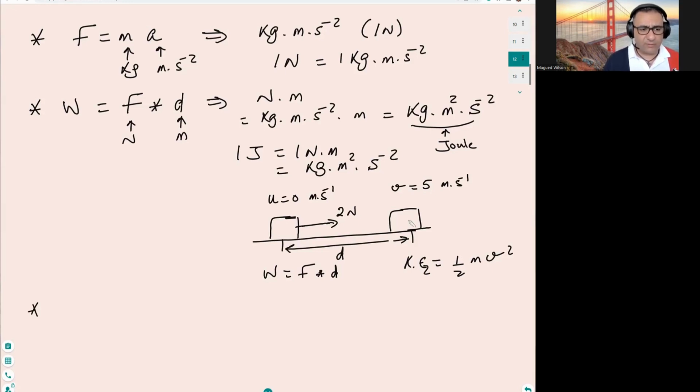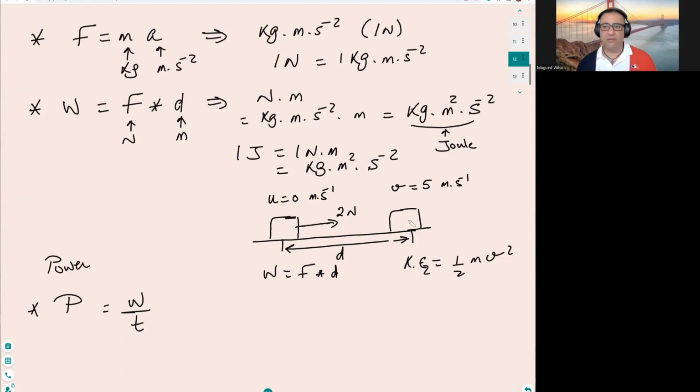Now if you take the rate of doing work, and the rate means over time, so work over time, that will give us power. So P here is power. You will see lots of P's in the program, but you just need to make sure which formula you talk about. So power is work over time. Work is in joule and time in second, so the power unit is joule second minus 1.